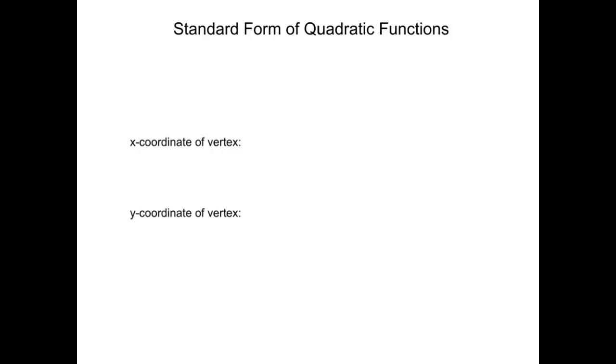Today's notes are about standard form of quadratic functions. We've talked about vertex form before, but let's investigate this form. f(x) is equal to ax squared plus bx plus c. This is known as standard form. Notice it's made up of three terms. We have a quadratic term first, a linear term second, and a constant term third.